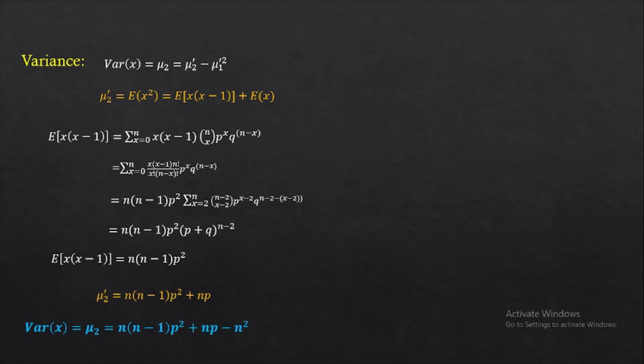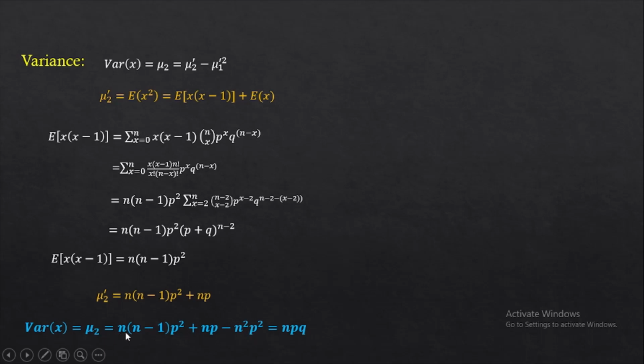यहाँ पर हमने अभी तक सिर्फ mu2 dash find किया है, मतलब second raw moment हमने find किया है. Variance देखेंगे, variance of x is equal to mu2 dash, which is equal to n into n minus 1 p square plus np. Just as we found here, mu2 dash. Okay, minus mean square means n square p square.